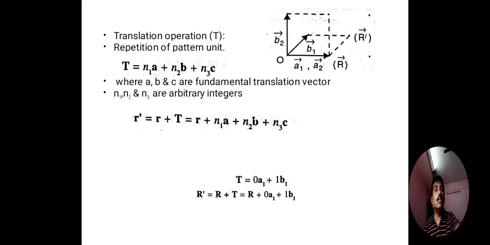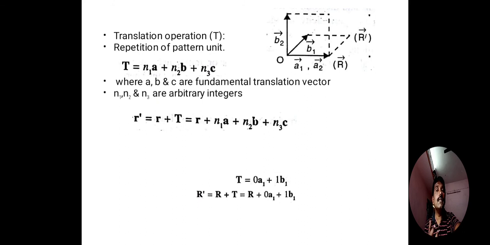Now this translation, if you look at these points R and R dash, R dash is formed here. The notation is a little bit taken from the book, that's why it is given a small r dash and a small r. Please consider it here as a capital one, as shown in your diagram. Now here R dash is formed from R, and R dash is nothing but R plus T.